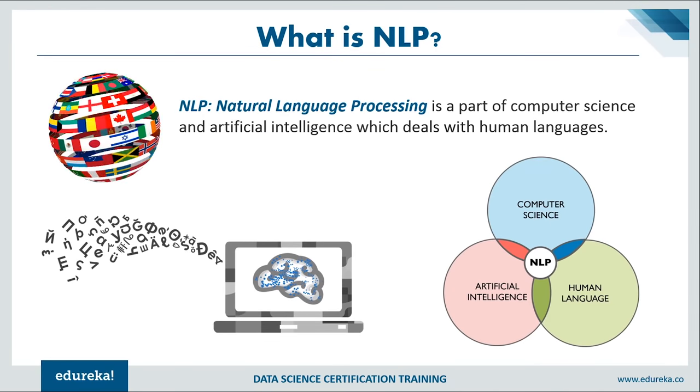So, let's understand what exactly is NLP. Natural language processing, that is NLP, refers to the artificial intelligence method of communicating with an intelligent system using natural language. It is a part of computer science and artificial intelligence, which deals with human language. By utilizing NLP and its components, one can organize massive chunks of text data, perform numerous automated tasks, and solve a wide range of problems such as automatic summarization, machine translation, named entity recognition, relationship extraction, sentiment analysis, speech recognition, and topic segmentation. We'll learn about all of these later in this video.